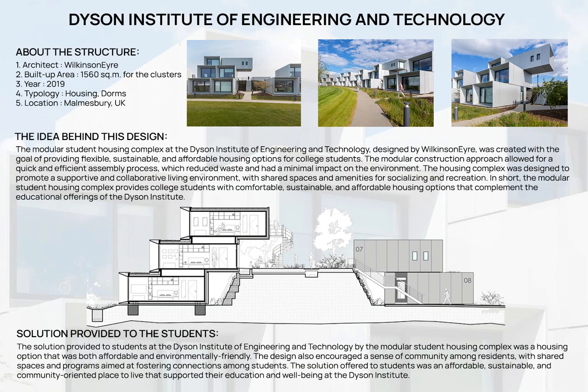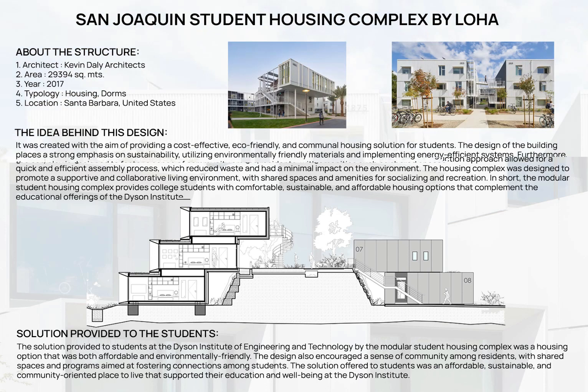The first case study is on the Dyson Institute of Engineering. This specific project was done in order to provide affordable and flexible housing options for students. The modular approach of this design helped them achieve the efficiency and adaptability, which was crucial.